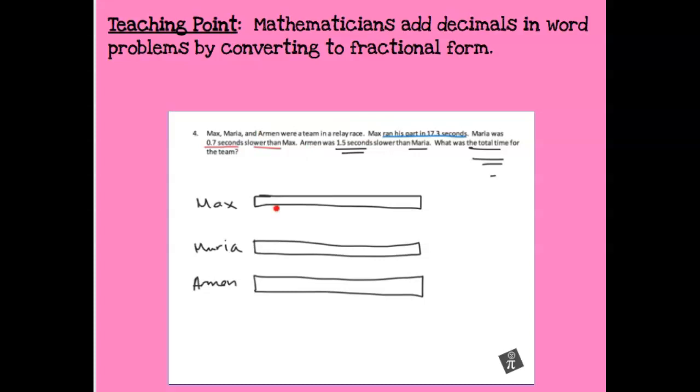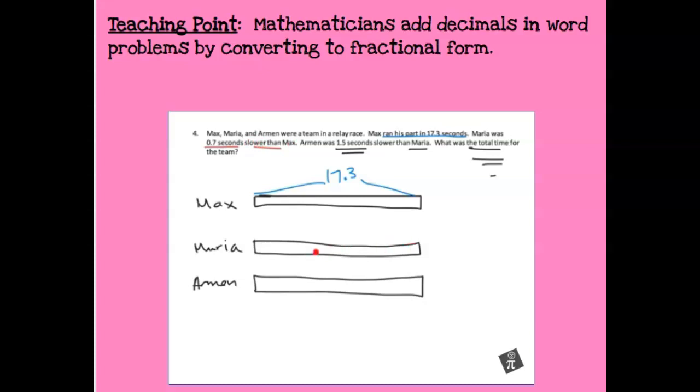It says, okay, they're on a relay race team. So that first sentence doesn't add much to it. Then it says, Max ran his part in 17.3 seconds. So this length right here is 17.3. And then it says, Maria was 0.7 seconds slower than Max.